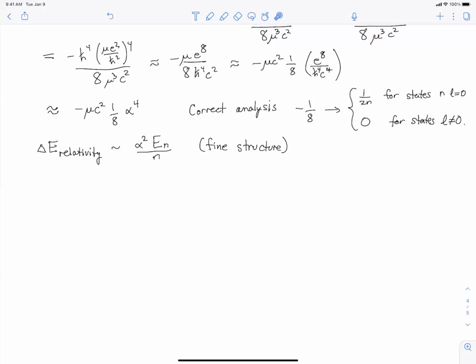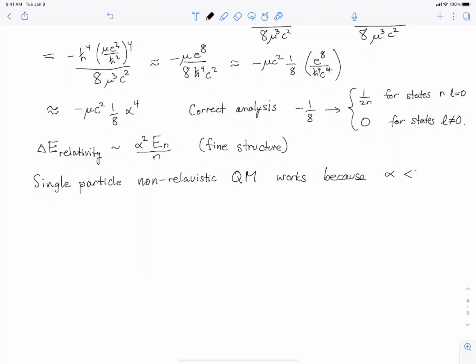But fortunately, it's okay. So single particle, non-relativistic quantum mechanics works because alpha is much, much less than 1.